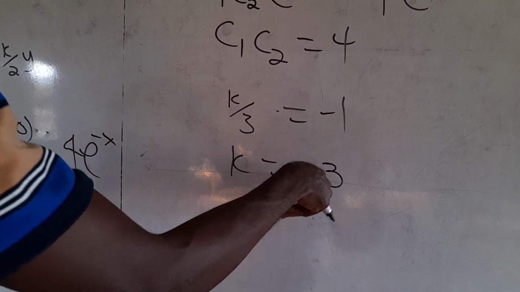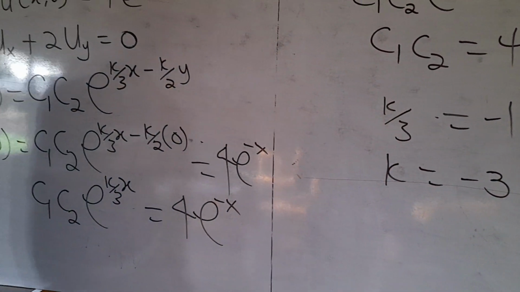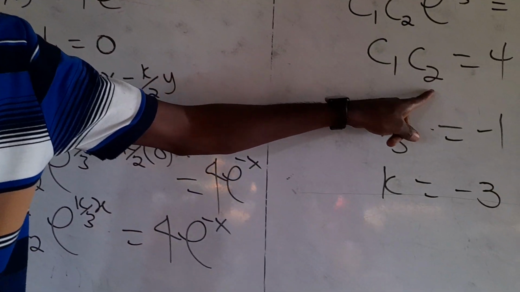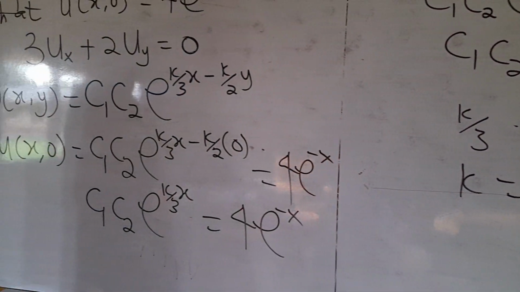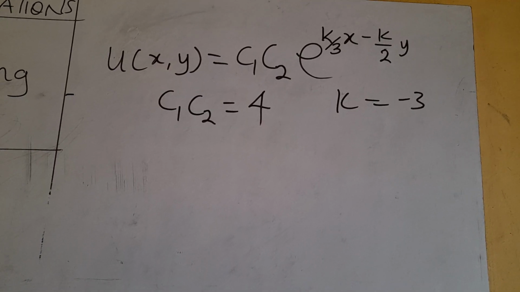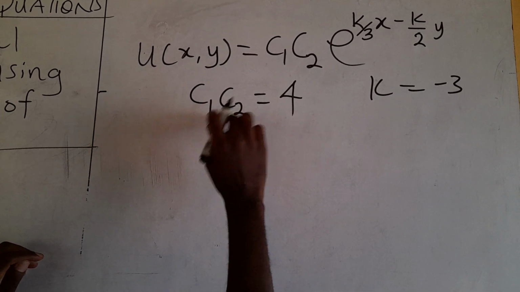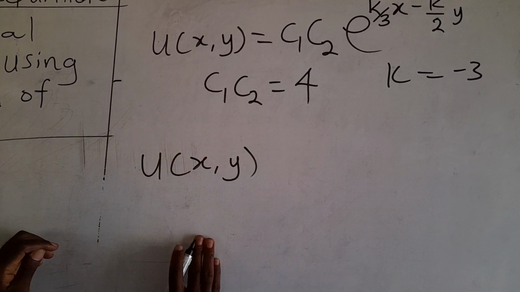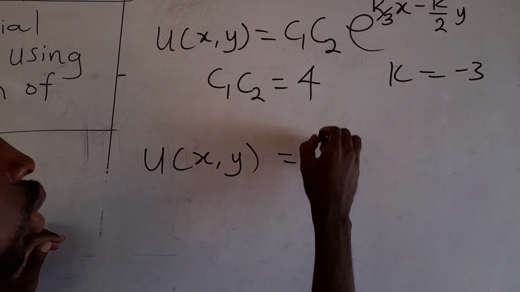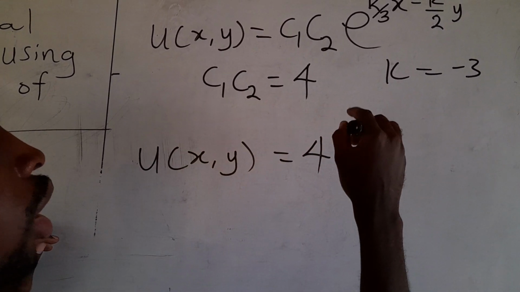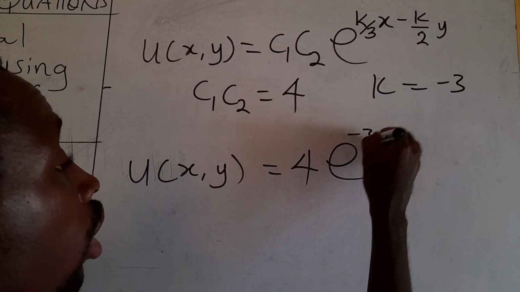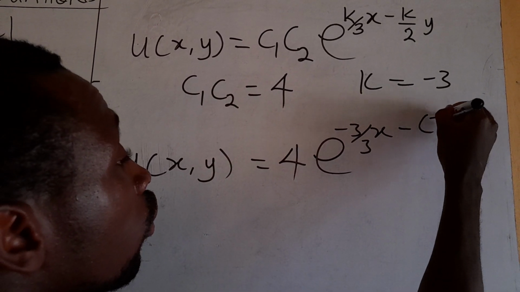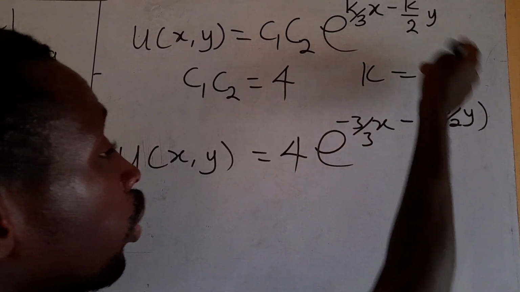So we substitute k equal to negative 3 into our general solution, this. Then C1, C2 equal to 4 into this. Then we get a particular solution. So we substitute, since we know that C1, C2 is 4 and k is equal to negative 3. So our particular solution, U of x, y will be equal to, in place of C1, C2 we put 4. The e exponent, in place of k we put negative 3. So negative 3 over 3x minus negative 3 over 2y. I hope you get that.